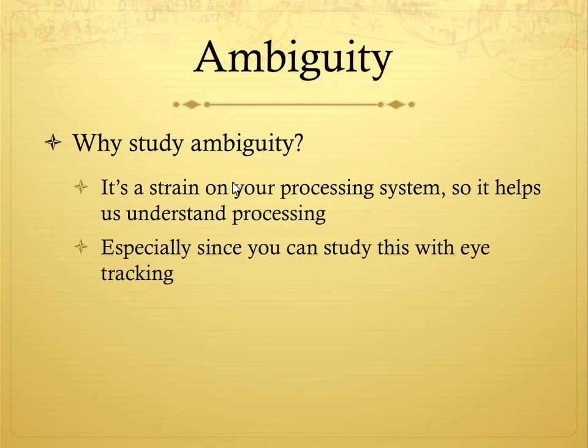Okay. So ambiguity is a real big strain on your processing system, and that really allows us to understand it better, especially when you study it with eye tracking, like we talked about in the very beginning of the semester, so you can see where people's eyes are going, at what point it becomes so ambiguous they have to back up.